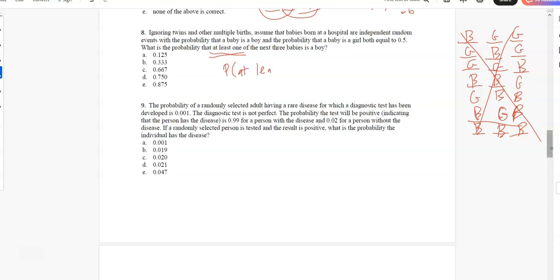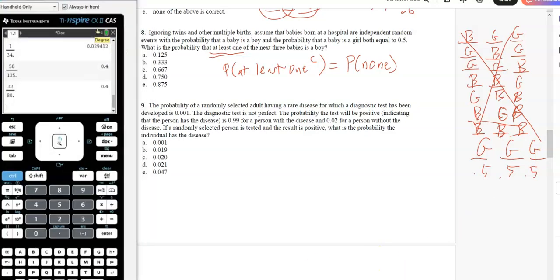the complement would be the probability of none. So the complement of that should be the probability of none. Well, none is easy to get. So that's just girl, girl, girl. No boys. So that'd be 0.5 times 0.5 times 0.5, whatever that is. So let's get your calculator out. If you don't know that one, you might have to type it in.